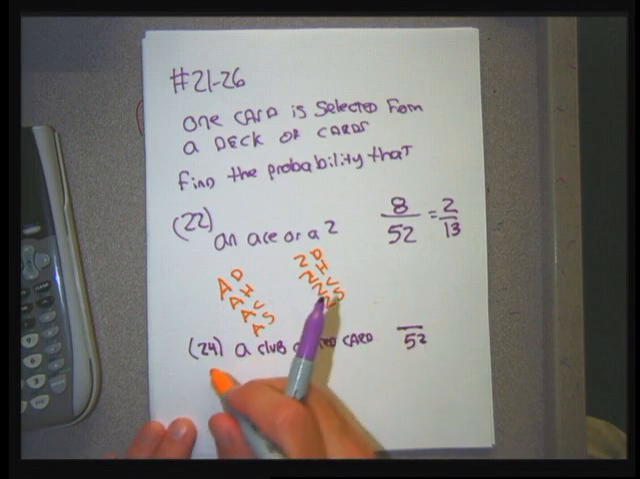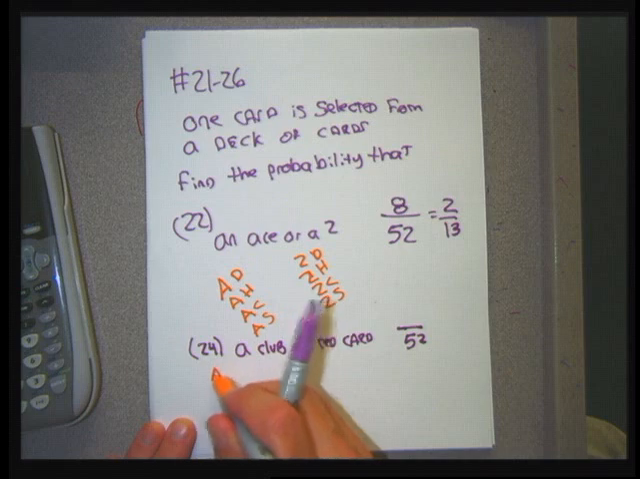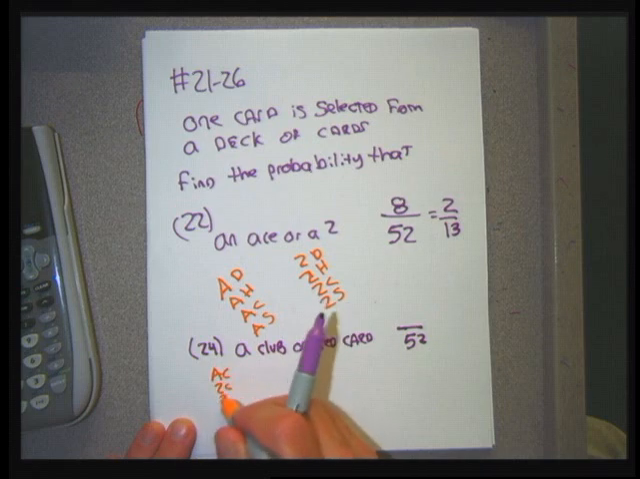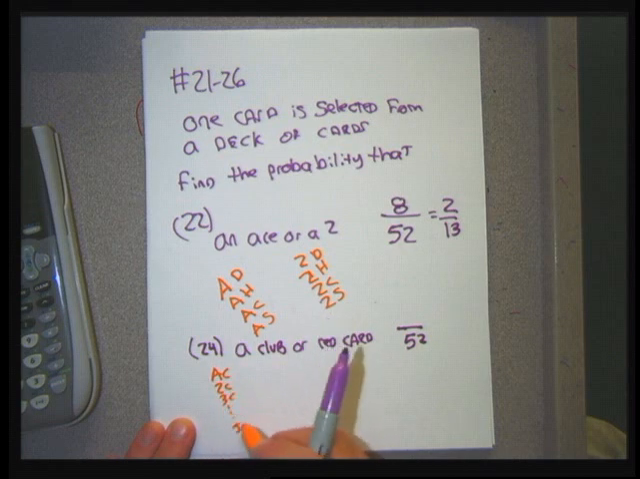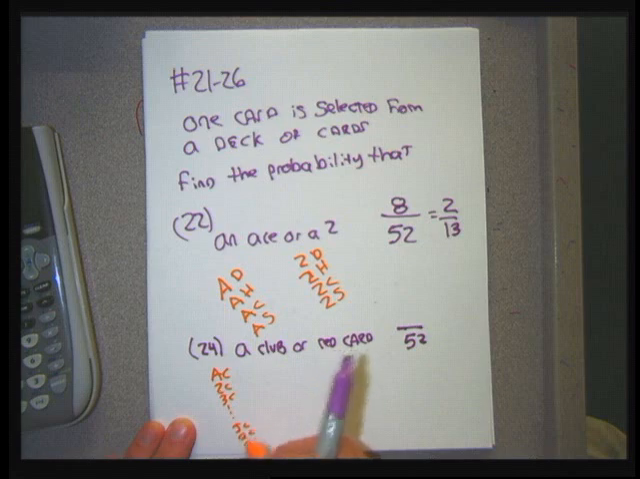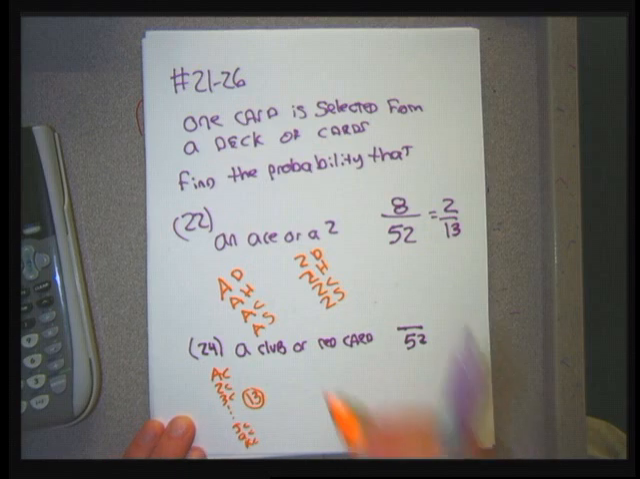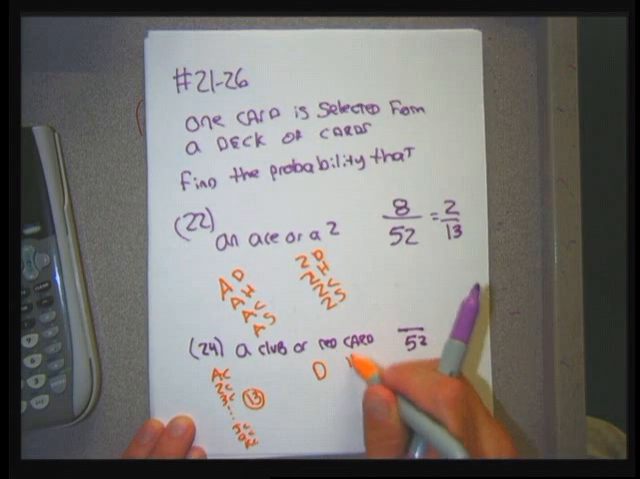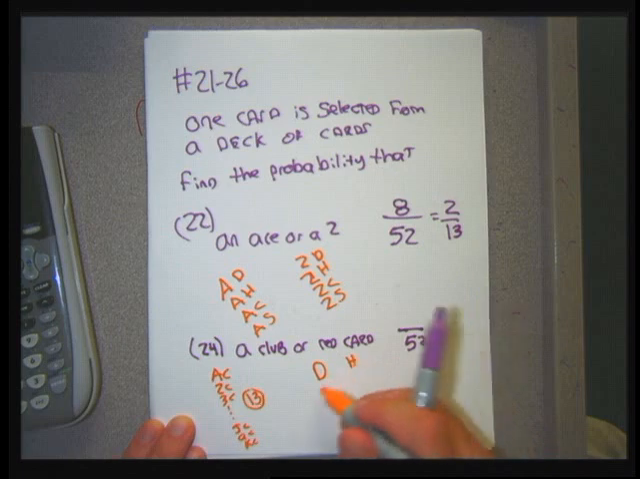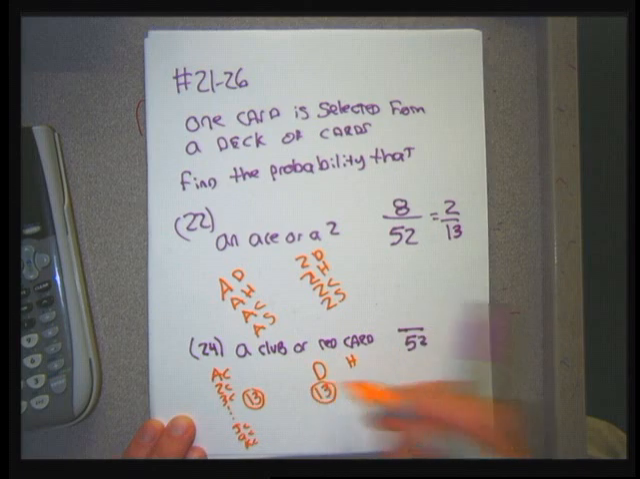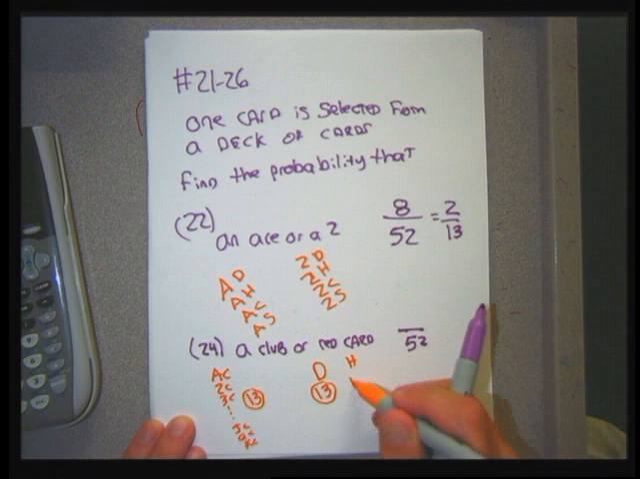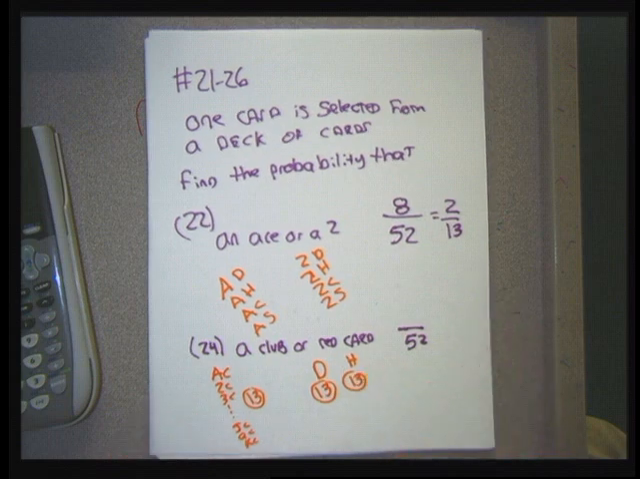There are 13 clubs. The clubs go from the ace of clubs, 2 of clubs, 3 of clubs, all the way up to the jack of clubs, queen of clubs, king of clubs. There are 13 clubs that would be acceptable to pick, and any red card, which is any diamond or any heart. There are 13 diamonds between the ace of diamonds and the king of diamonds, and 13 hearts between the ace of hearts and the king of hearts.